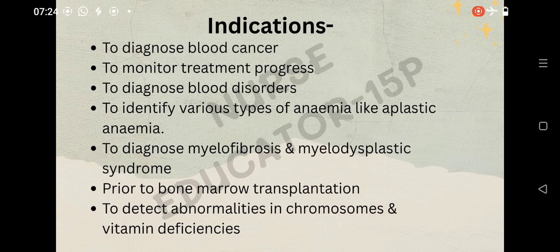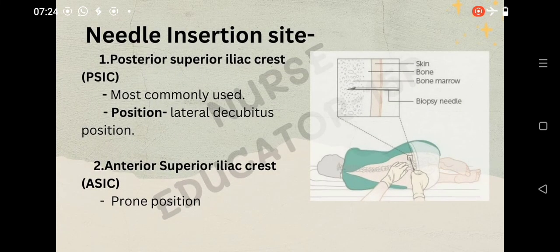Then we'll see what are the insertion sites of the needle. The first site is the posterior superior iliac crest, also known as PSIC. It is the most commonly used site. The position is lateral decubitus position. As you can see in the picture, it is in the lateral position.